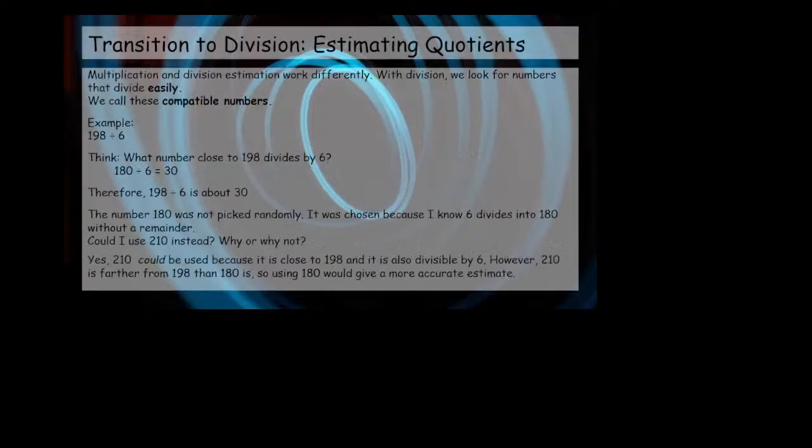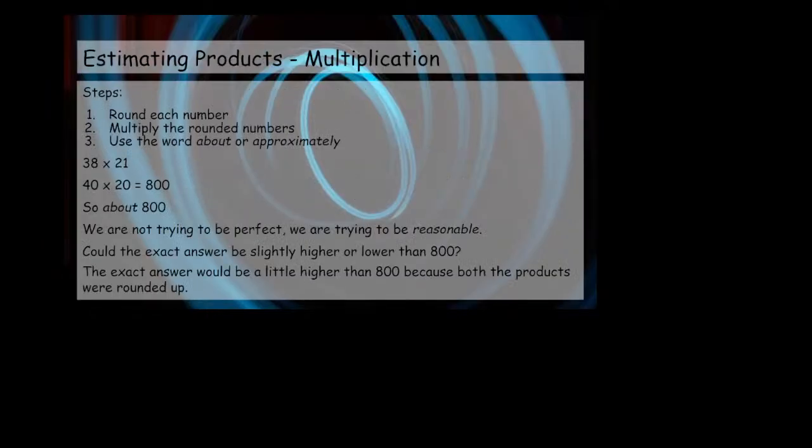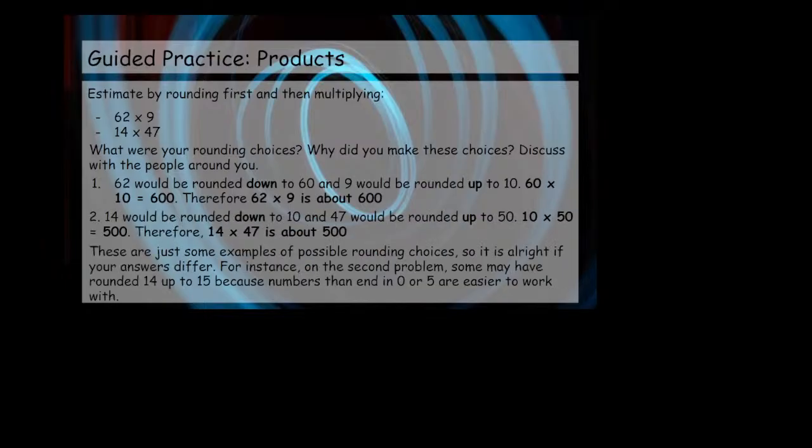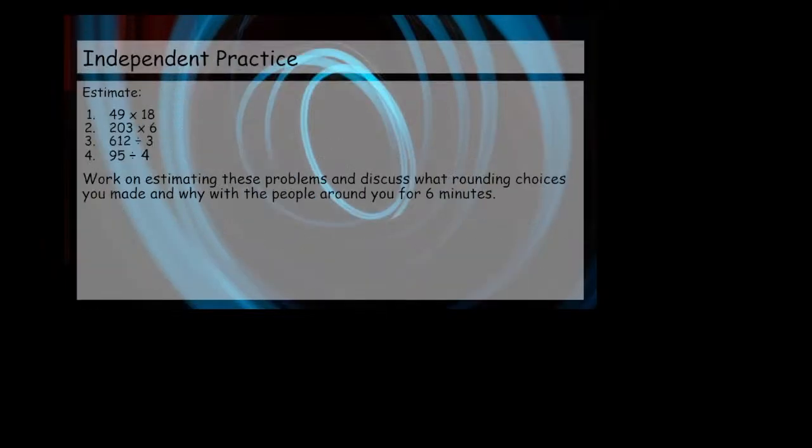I'm going to go back to the rounding slide really quick. Remember these steps. You have to look at the digit to the right. If it is 5 or greater, round up, and if it is 4 or less, round down. You will get 6 minutes to work on this now. Your time starts now. If you finish early, then talk to the people around you and discuss why you made those choices, how you got that answer.